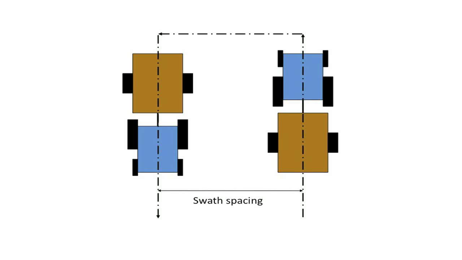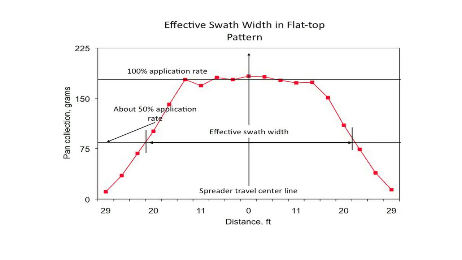Now let's calculate the effective swath width or swath spacing. Effective swath width is the distance between the 2 points on the left and right where the application rate, or pan weight, is approximately 1/2 of the full application rate. This full rate occurs in the middle flat portion of the flat top and oval patterns.